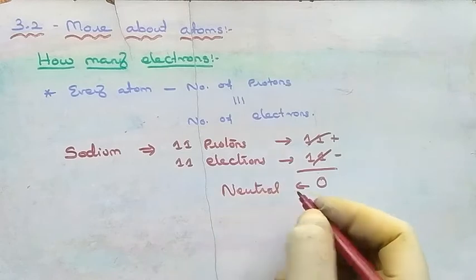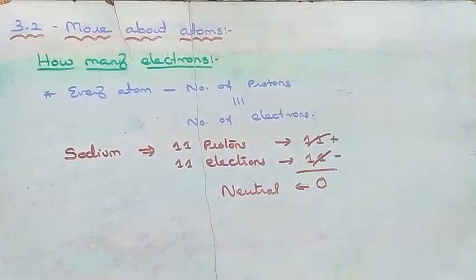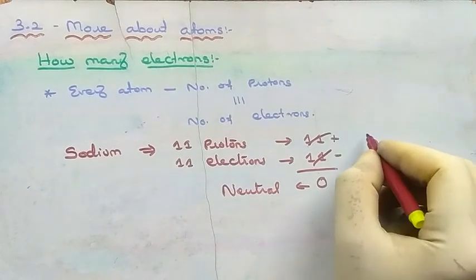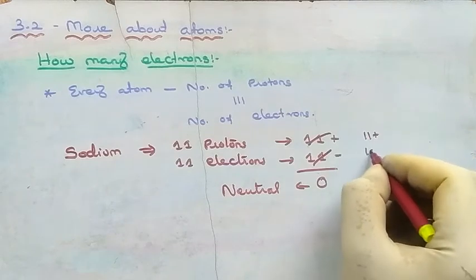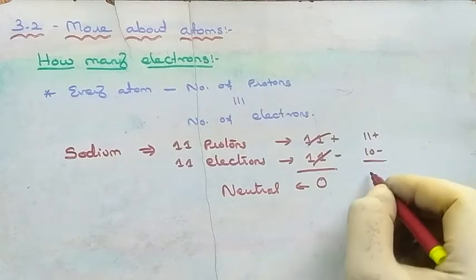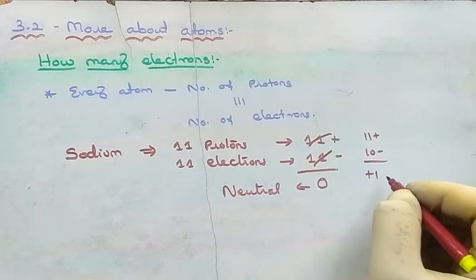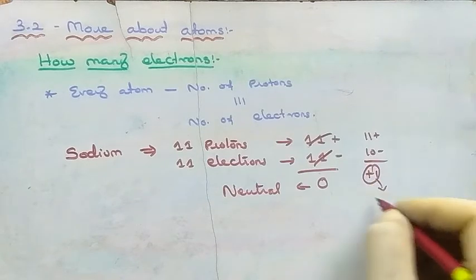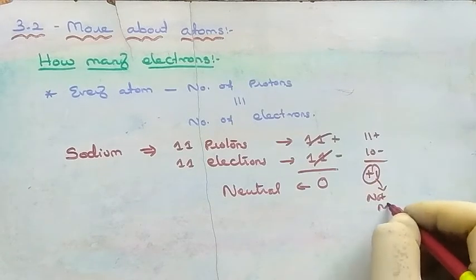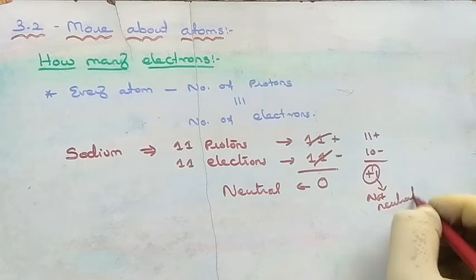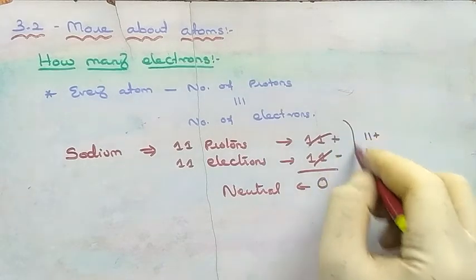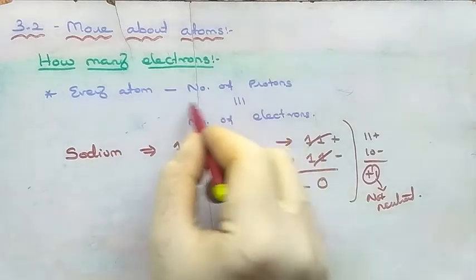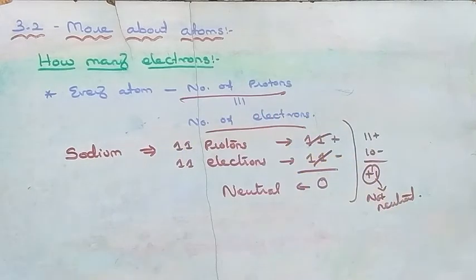If sodium has 11 protons and only 10 electrons, then we will get 11 plus and 10 minus. The remaining will be 1 plus, which means the atom will not be neutral. So to be neutral, an atom should have the same number of protons and electrons. Then only the atom will be neutral.